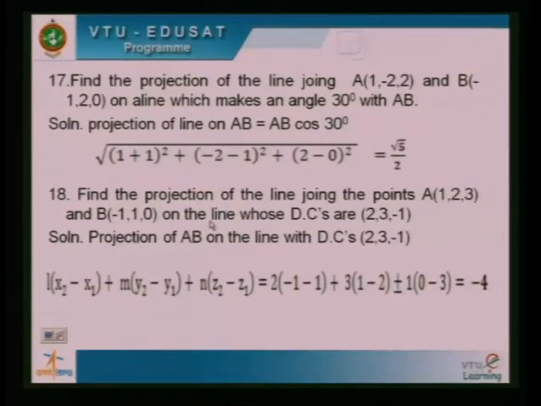That answer is already given, but I will go to the next problem. Find the projection of the line joining the points A (1, 2, 3) and B (-1, 1, 0) on the line whose DCs are given by 2, 3, -1. In this situation, a line is given and you have to find the projection.